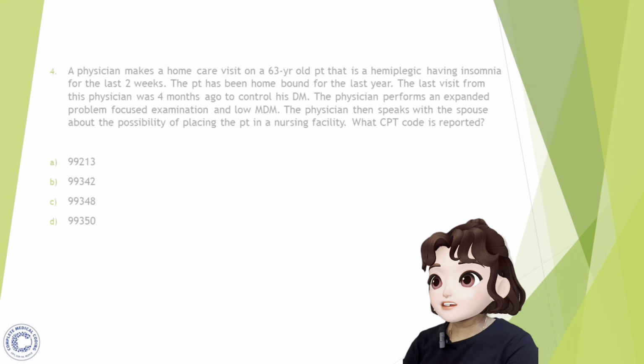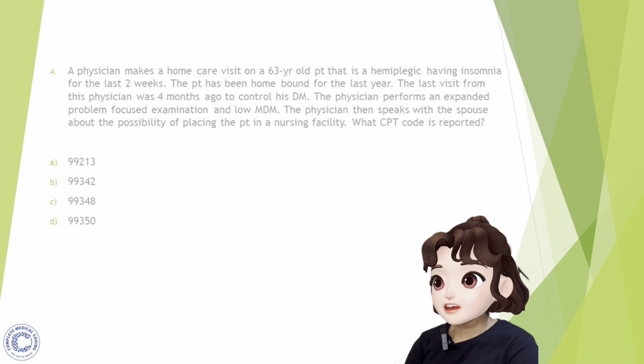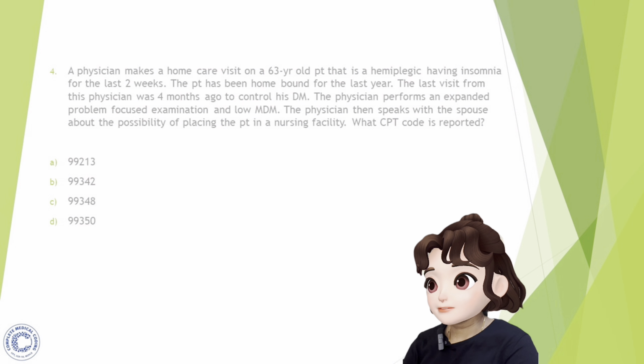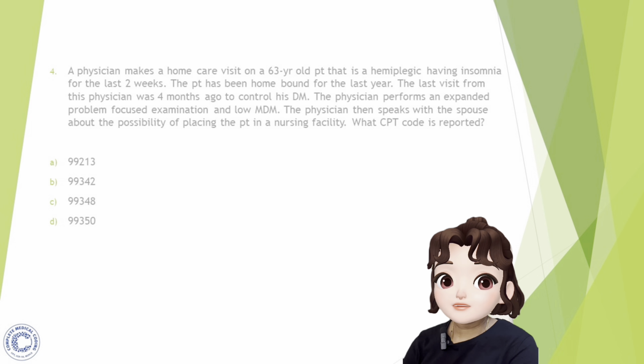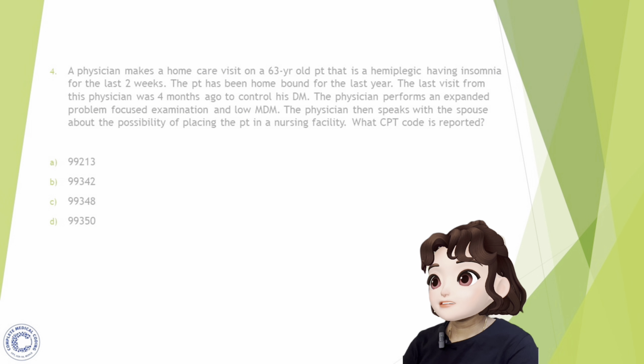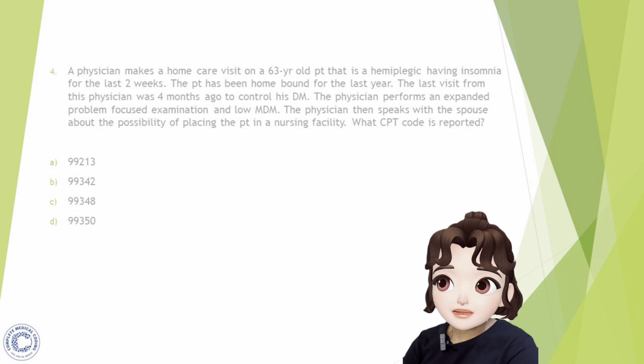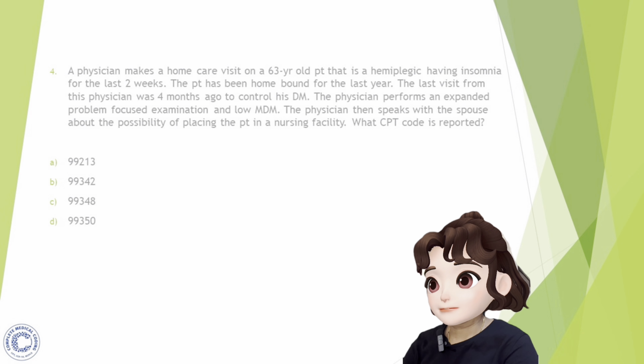Fourth question. A physician makes a home care visit on a 63-year-old patient, that is a hemiplegic, having insomnia for the last 2 weeks. The patient has been homebound for the last year. The last visit from this physician was 4 months ago to control his diabetes, diabetes mellitus. The physician performs an expanded problem-focused examination and low medical decision making. The physician then speaks with the spouse about the possibility of placing the patient in a nursing facility. What CPT code is reported?